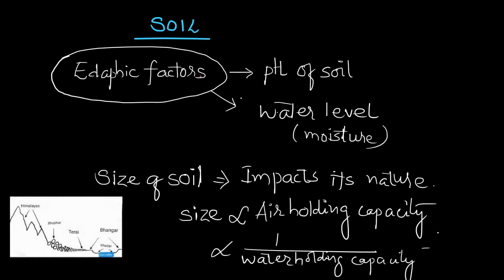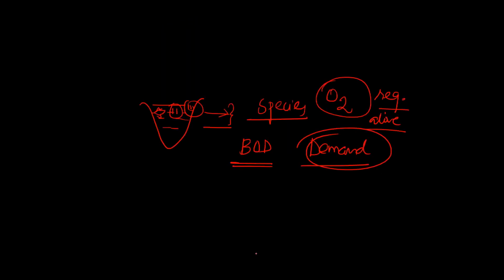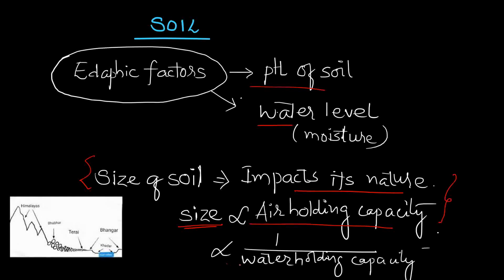And another one is soil. For soil, we'll see pH of soil and water level in the soil, these two are the most important factors about soil. Now you have to keep this in mind, that the size of soil particles impacts its nature. If the size of the soil is greater, then its air holding capacity will be greater, because size and air holding capacity of soil are directly proportional. And another equation is that size is inversely proportional to the water holding capacity.